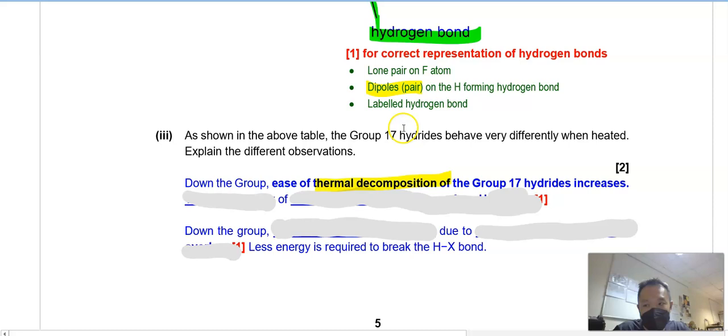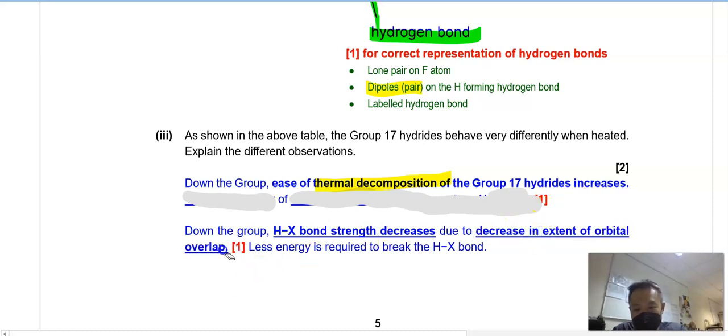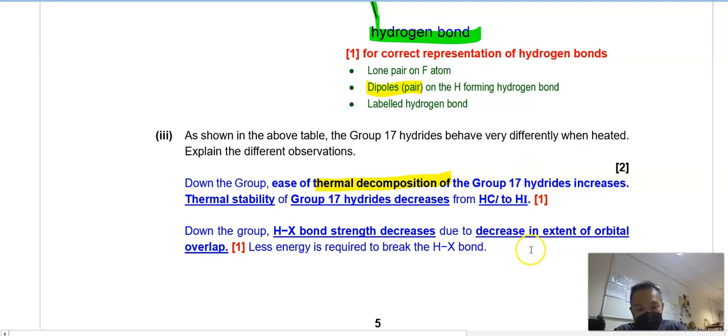For group 17, the concept of charge density and distortion of anion electron cloud is not applicable because we are not looking at an ionic compound. In group 17 hydrides, all these compounds are covalent, simple molecular. As I mentioned, we are breaking the covalent bonds. As the HX bond strength decreases due to poorer extent of orbital overlap, we require less energy, and as a result, the thermal stability of the group 17 hydrides decreases from HCl to HI.